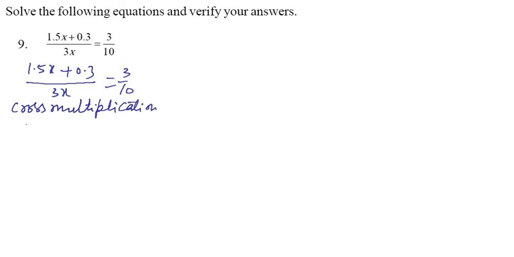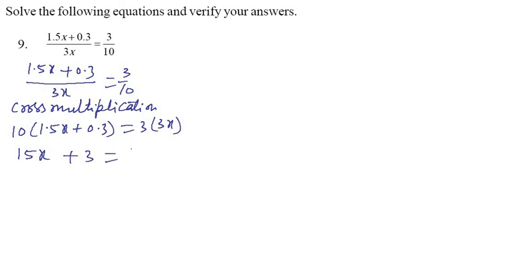So 10 is multiplied to 1.5x plus 0.3, and here 3 is multiplied to 3x. So you can do this one. So 10 is multiplied to this. So we get 15x plus 3. And here 3 times 3 is 9x. So 15x minus 9x, and the 3 is on the other side.